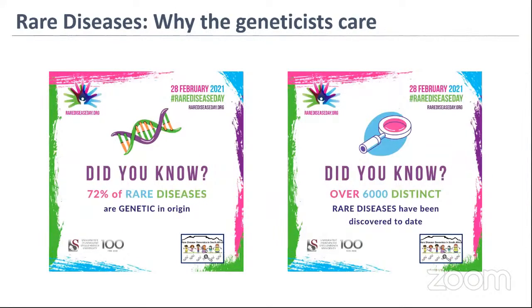So why do we medical geneticists care about rare diseases? It's quite obvious because the overwhelming majority of them are genetic in origin. And there are so many of them. Now, the slide is a little outdated. It says over 6,000 distinct rare diseases, but actually there are close to maybe 8,000 today. And we are, as medical geneticists, experts in diagnosis and act as the stewards of patient management and care.